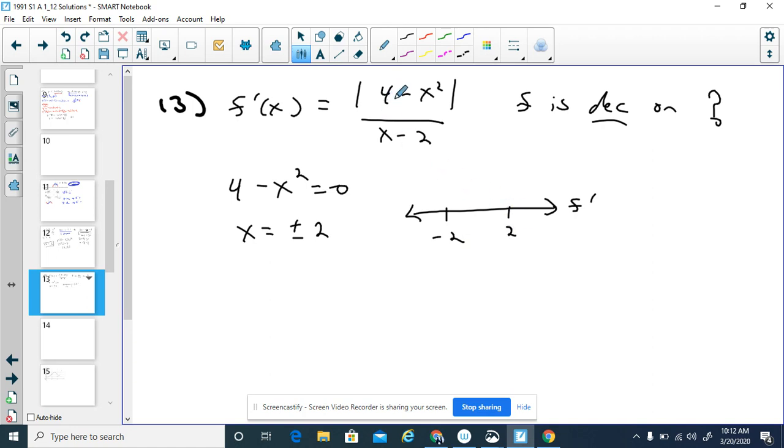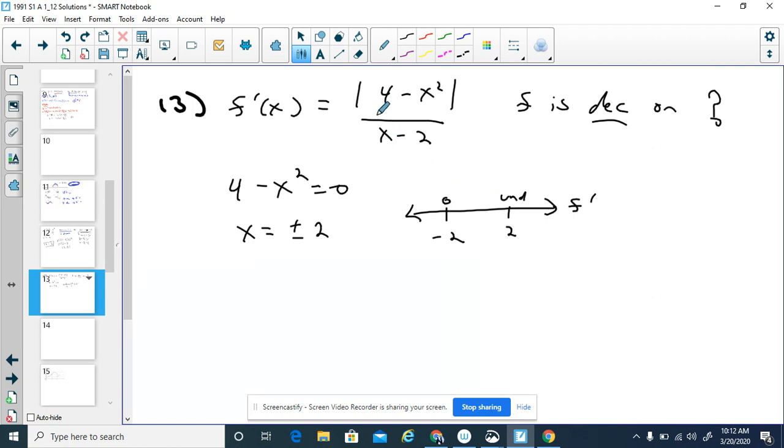Obviously the top is 0 when x is 2, but notice that makes the bottom 0, which makes the fraction undefined. So that's going to make it undefined, but it's still a point of interest, still a critical point. And the top is 0 when x is negative 2 and the bottom is not, so that means the fraction is 0.